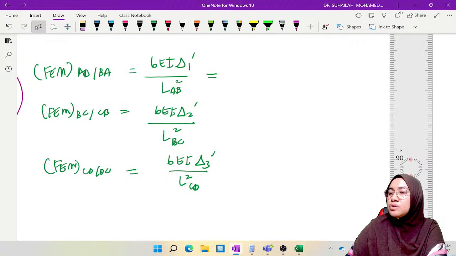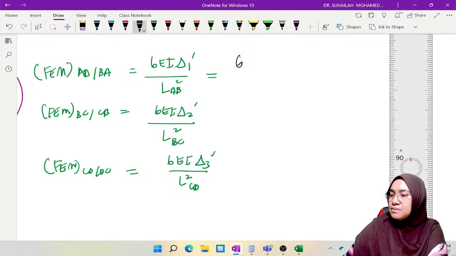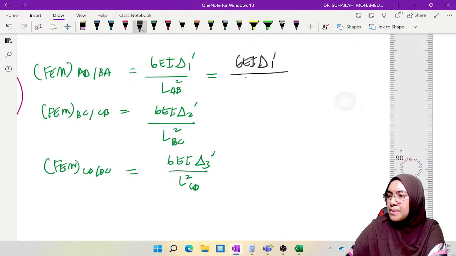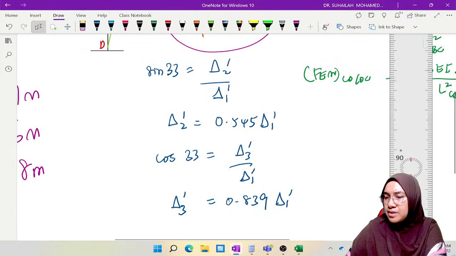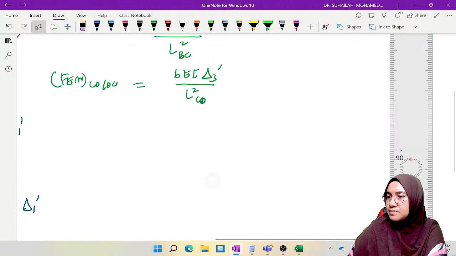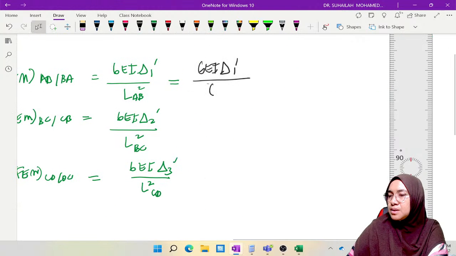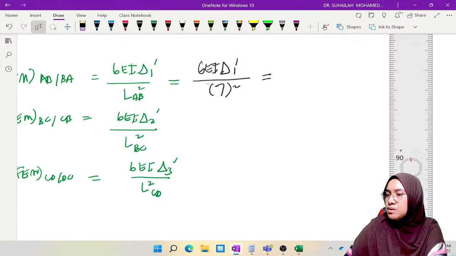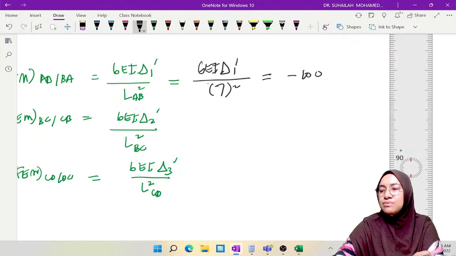Okay, so this is actually 6. Let's say EI is constant. EI delta 1 prime over L, where L is 7, so this is 7 square. And this is equal to negative 100.